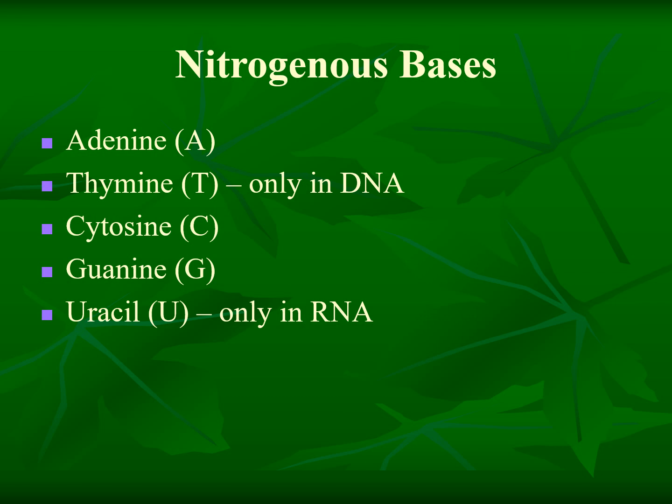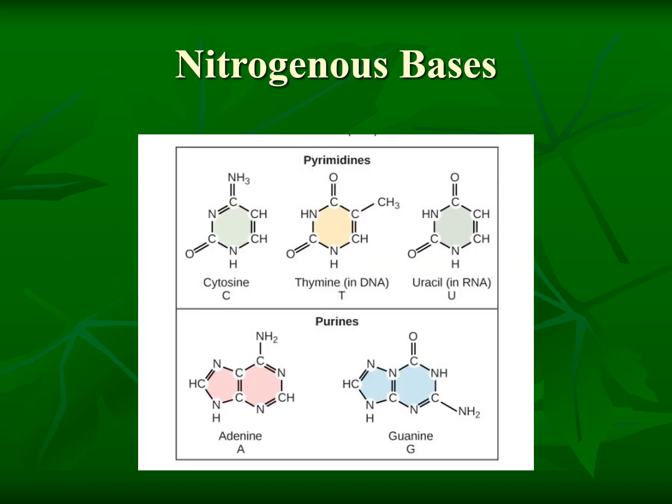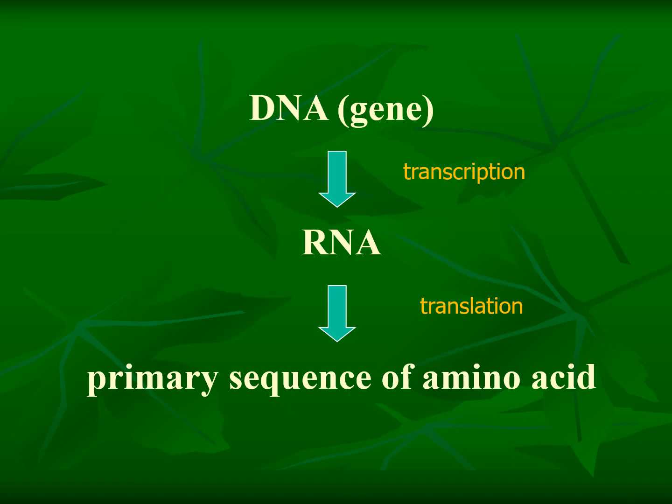The nitrogenous bases that you find, there are 5 of them. However, there's only 4 in DNA and only 4 in RNA. So adenine, or A, cytosine, C, guanine, G, those are found in both DNA and RNA. Thymine, or T, is found only in DNA, and uracil, or U, is found only in RNA. And you can see here the structure that all of these are ring structures. Some of them are double rings, some of them are single ring. You don't have to worry about drawing out the ring structure.